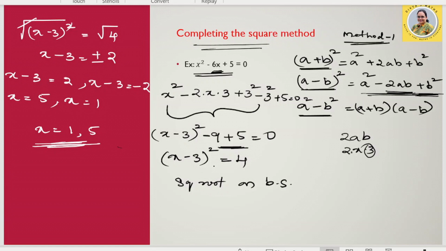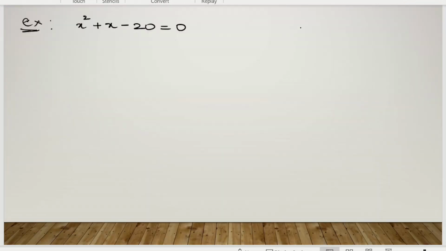We can solve this completing the square by two methods. You can solve them by any method you feel is comfortable to you. Let us take another example and solve it by method 2. See, I have taken a different equation, that is x square plus x minus 20 is equal to 0.